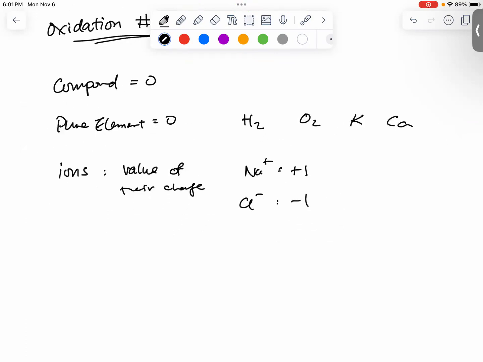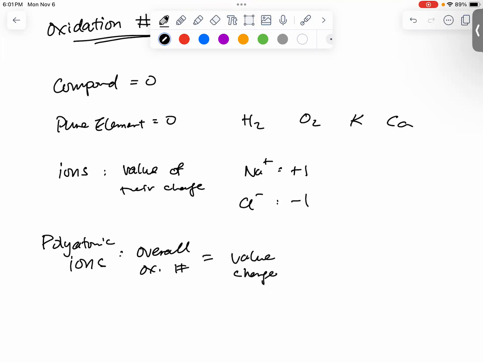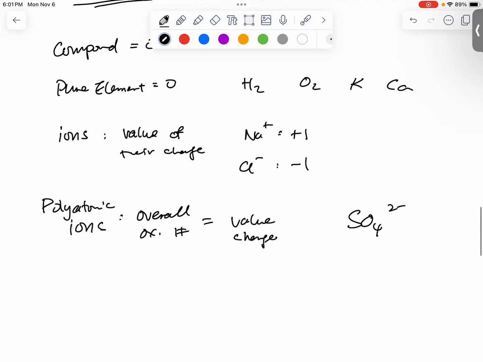If you have polyatomic ions, the overall oxidation number is equal to the value of the charge. So if you have sulfate, whatever you add from sulfur and oxygen must equal -2. But how do we figure out the individual ones? Well, that's the meat of the oxidation number, with the game rules that we talked about all the time.